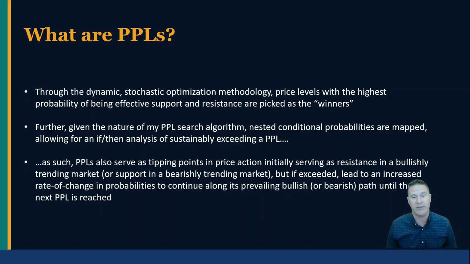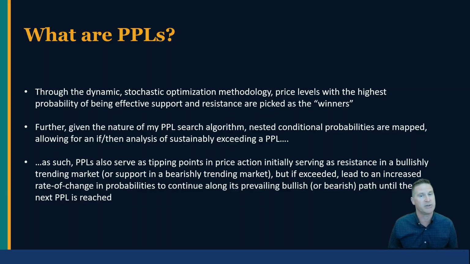Now further, given the way the PPL search algorithm works, I'm looking at nested conditional probabilities, and this allows me to do a scan into the future and then back towards the present. Now, this scanning process also helps PPLs serve as tipping points in price action. So if initially they're serving as resistance, for example, in a bullishly trending market, but if you exceed those, in other words, you get above that, then it'll lead to an increased rate of change in probabilities, and it's going to move even faster or accelerate to the next higher PPL.